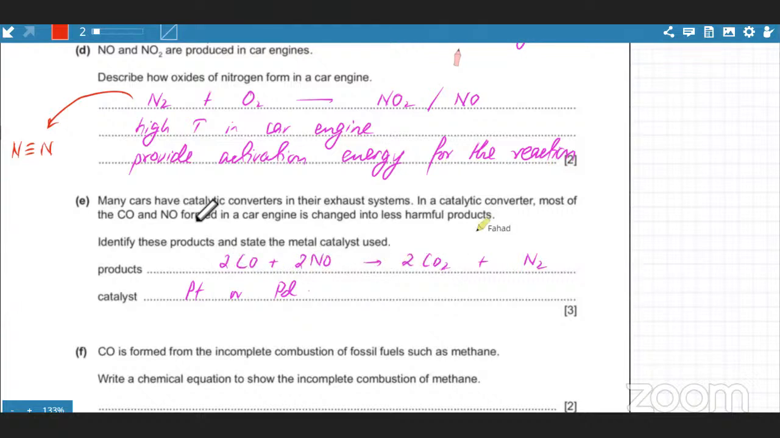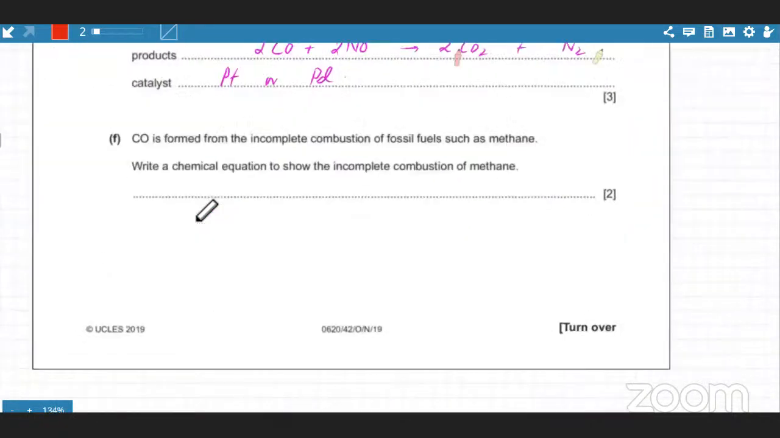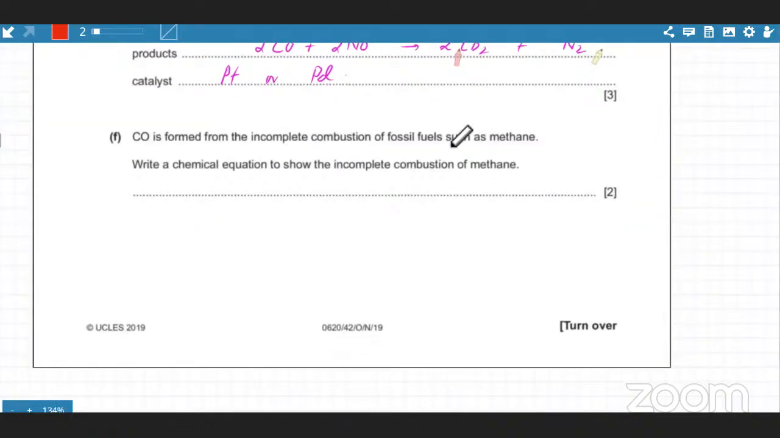Now right now it looks like a balanced equation. Part F states that carbon monoxide is formed from the incomplete combustion of fossil fuels such as methane. Write a chemical equation to show the incomplete combustion of methane. So methane is burning. Meth means one carbon atom, and there would be four hydrogens. It's an alkane. The general formula of alkanes is CnH2n+2.